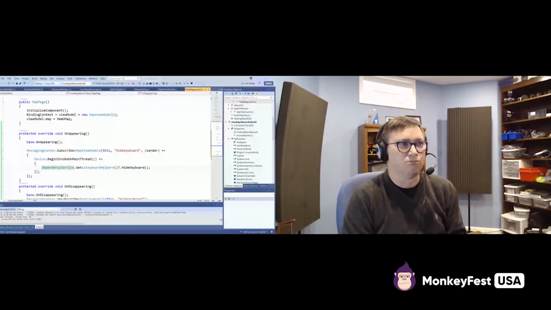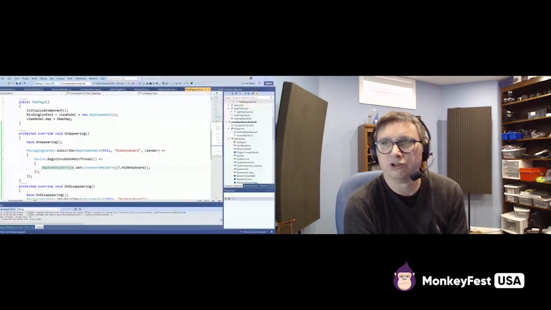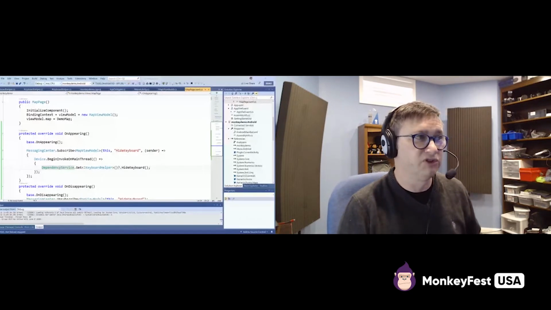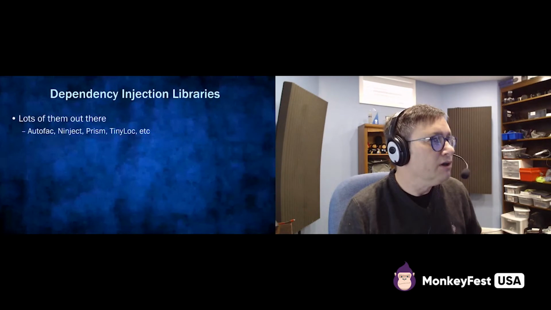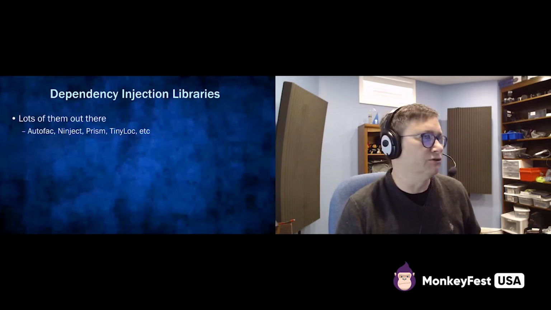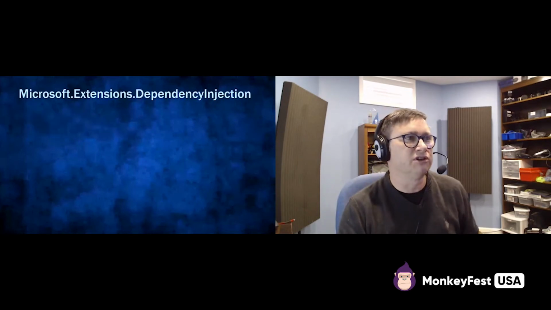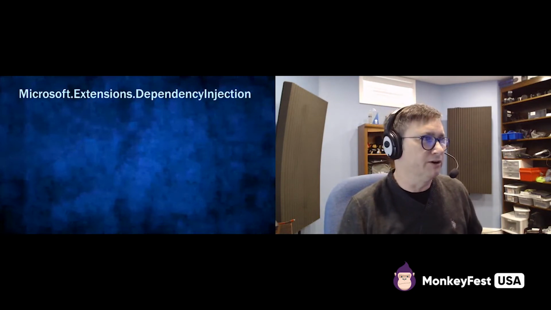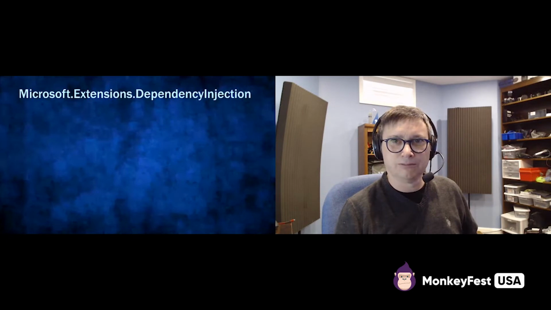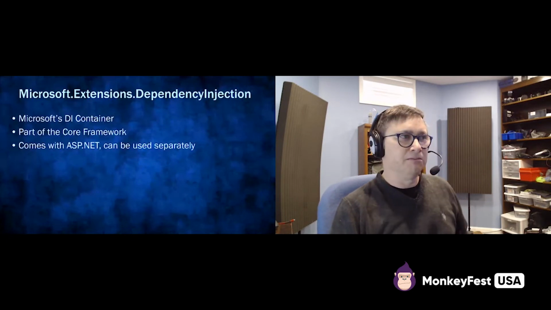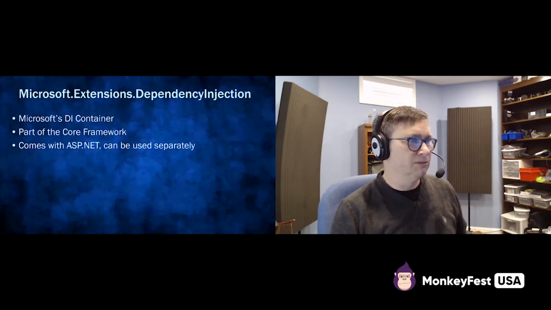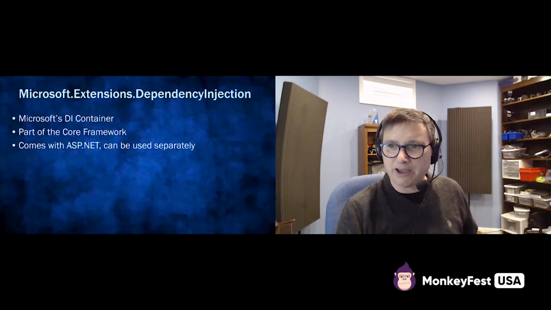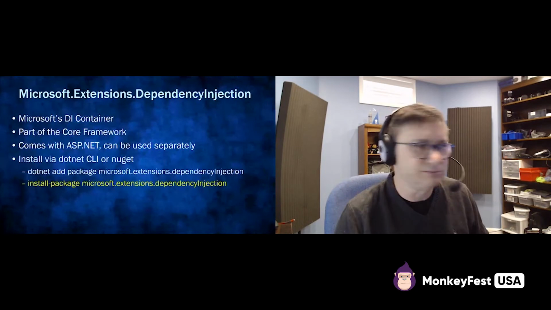So there, DependencyService is just one of the different ways you can do dependency injection. There are other libraries out there: Autofac, Ninject, Prism has one, TinyIoC. Microsoft has an easy one to use called Microsoft.Extensions.DependencyInjection. This is Microsoft's own DI container. It's part of the core framework. It comes with ASP.NET, but you can use it separately. You can install it via .NET CLI or NuGet, so you can do dotnet add package, or you can do Install-Package.